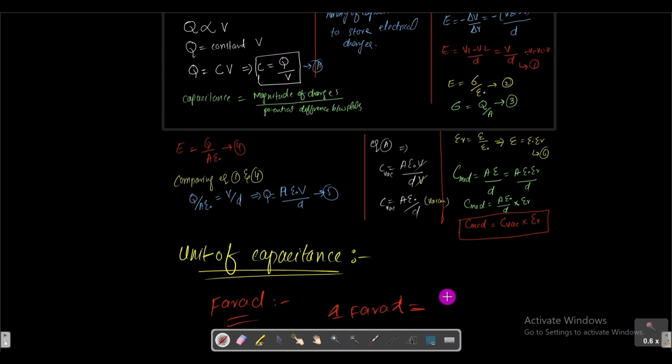So if the charge on the plates is 1 coulomb, and the potential difference between the plates is 1 volt, then this will be called the farad, and farad is the unit of capacitance.